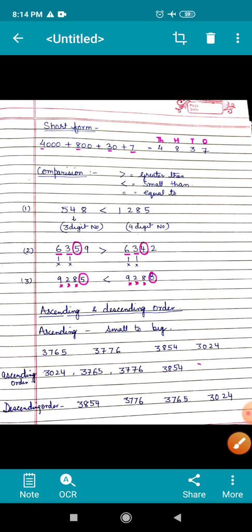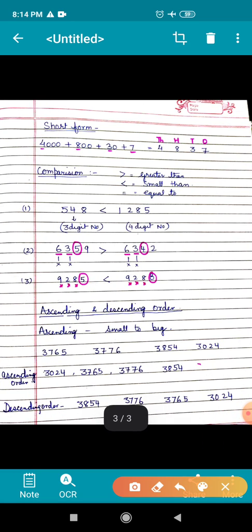Okay, and descending order means big to small. So here I have written the greatest number first, after that the next one, then the next one, and finally we have written the smallest number. Okay, children, hope you all have understood and everything is now clear to you all. Okay, so revise it once again to build your concept and solve the sums. Thank you and have a nice day.